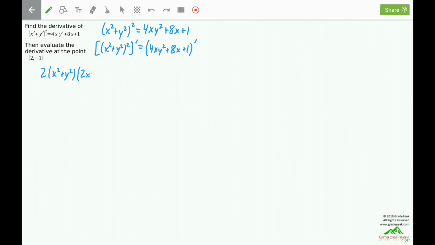The derivative of x squared is 2x, the derivative of y squared is 2y times y prime, because it's a y term we just took the derivative of. Every time we do the derivative of a y term, we multiply by y prime due to the chain rule. On the right side, the first term is a product of 4x and y squared, so we will have the derivative of the first, derivative of 4x, which is a 4, times the second left alone, plus the first left alone, 4x, times the derivative of the y squared, which will be 2y, but because it's a y term, we get a y prime. Then we have the derivative of 8x, which is an 8, and the derivative of 1 is a 0.